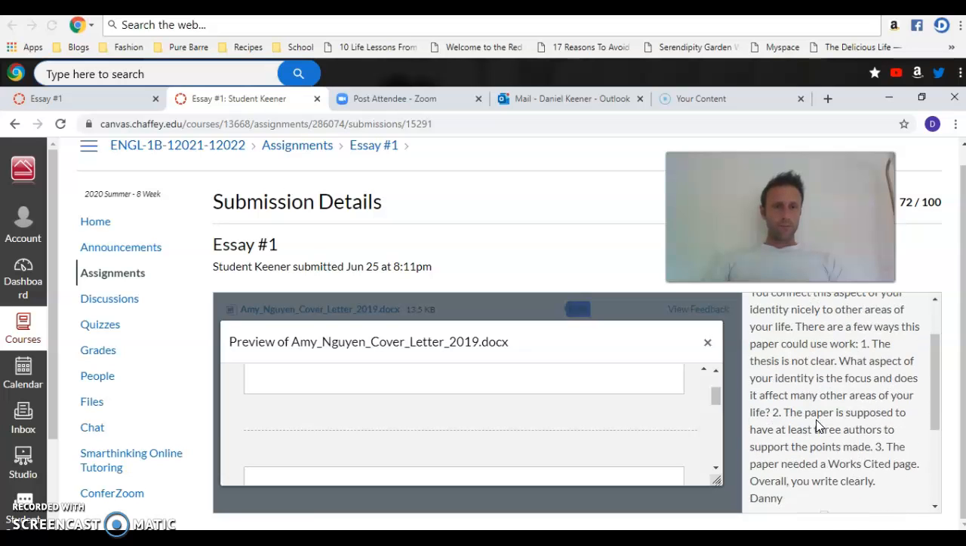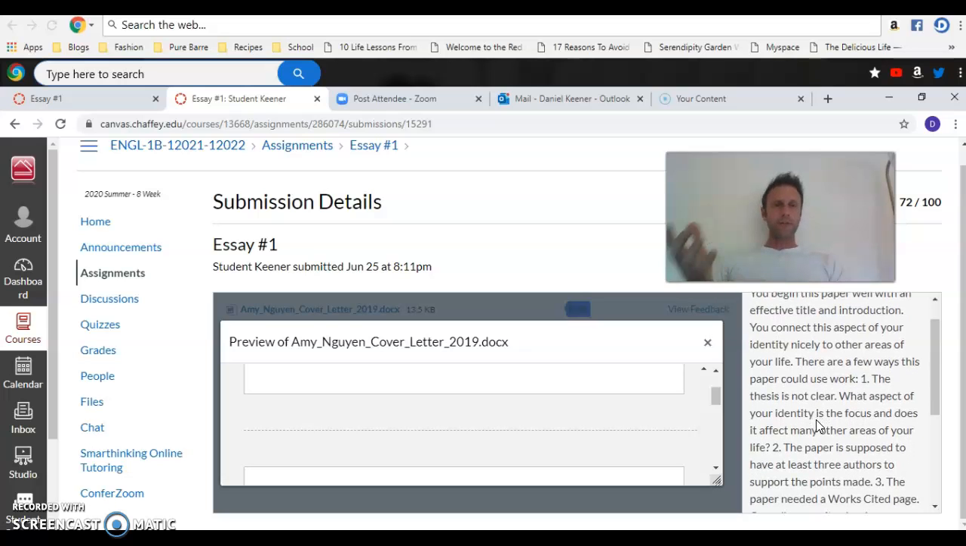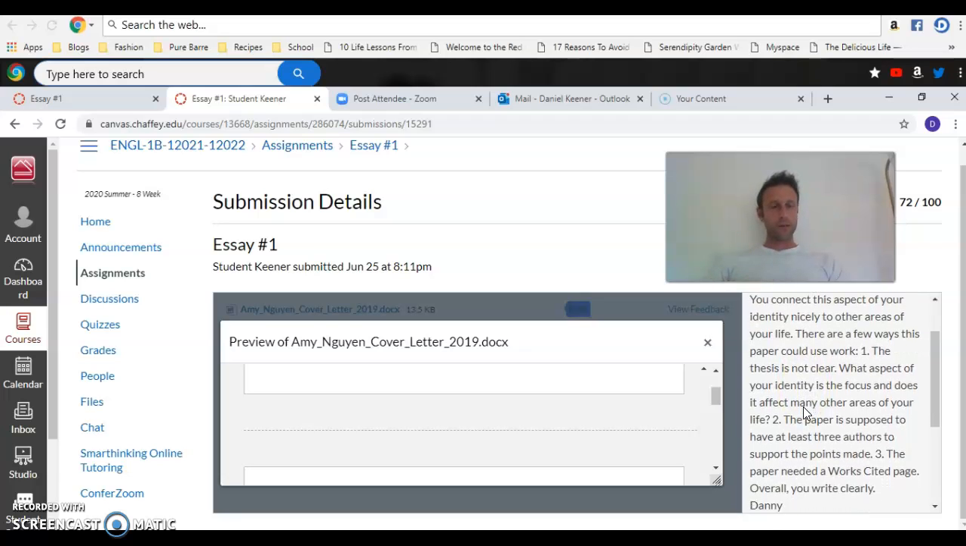So you can see I'm saying, well, you begin this paper well. It's got a great title and introduction. You connect this with other areas of your life due to that one aspect of your identity. But there are a few things that you could work on, right? So the thesis isn't clear. What kind of aspect of your personality or your identity is the focus, and does it affect other areas of your life? That should be explicitly clear.